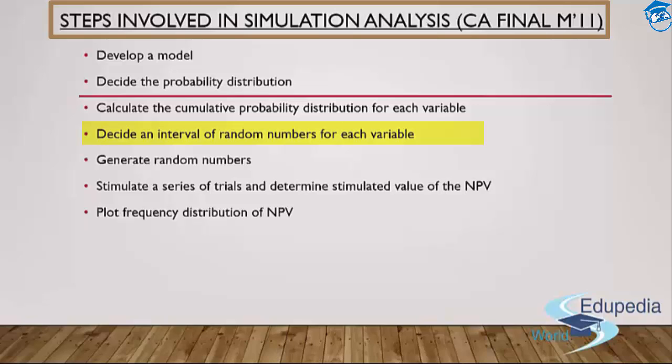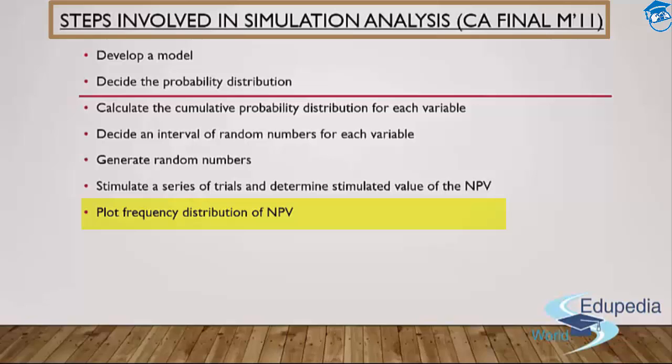So you need to decide the interval for that. My interval here would be 0 to 100. Accordingly, you can change your interval numbers. So decide an interval for the random numbers for each of the variables. Then those random numbers will be generated. Then you just need to simulate a series of all the trials, all the methods that you'll be using, and determine the simulated value of that particular NPV on all those random numbers. Finally, you'll be plotting the frequency distribution of your NPV on your chart. So this is how simulation analysis is done.